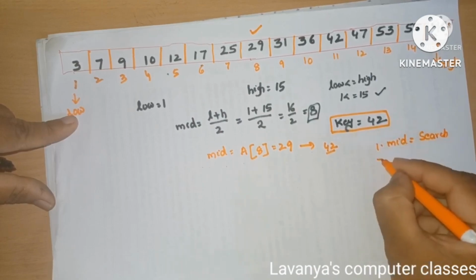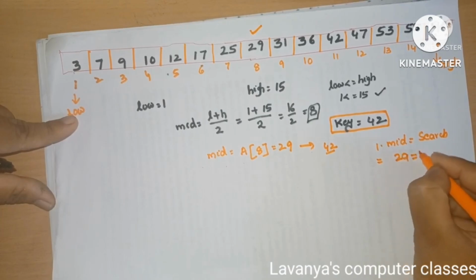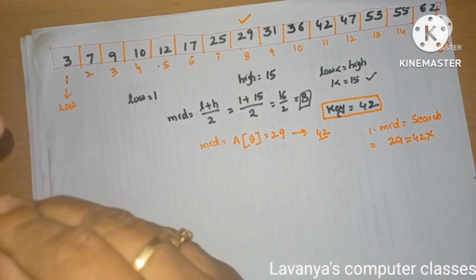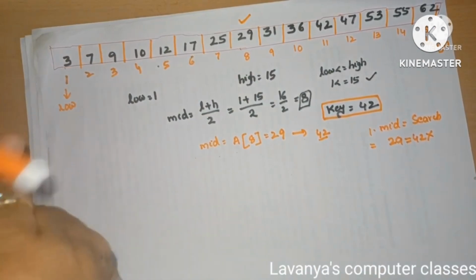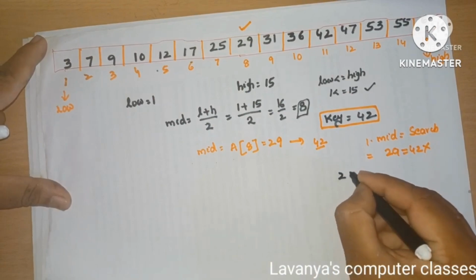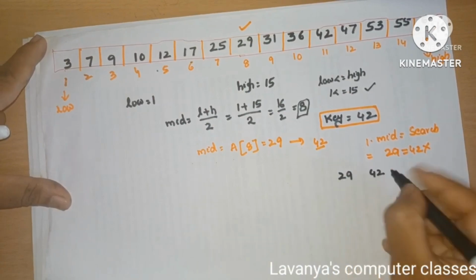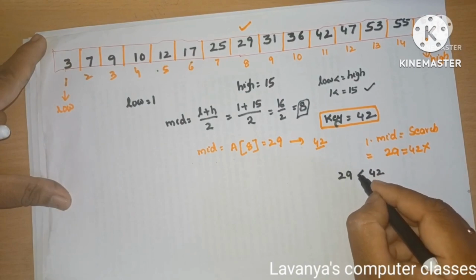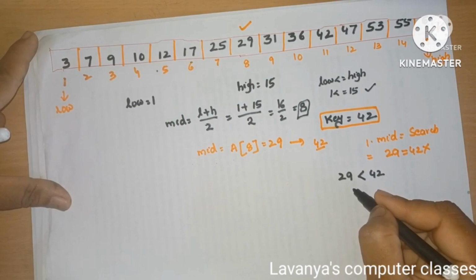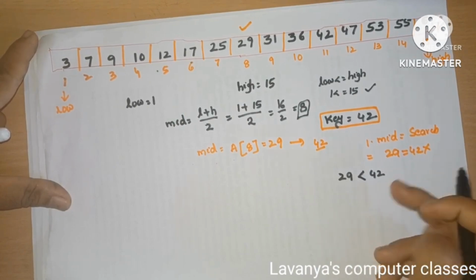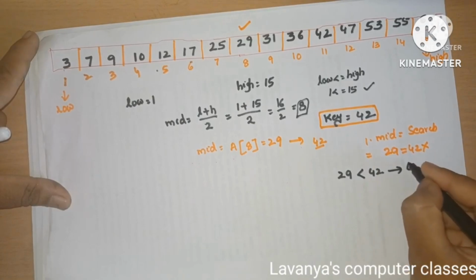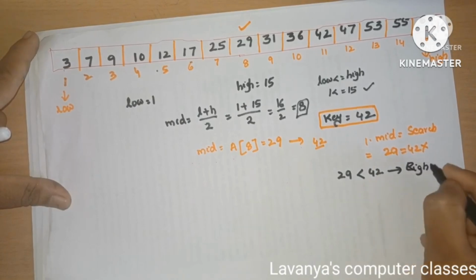Is it true? 29 is equal to 42? Wrong. So then compare. Which one is higher, mid element or search element? Middle element is 29, search element is 42. So 42 is more; the middle element is smaller and the search element is more. So if the search element is more, then go to the right hand side.